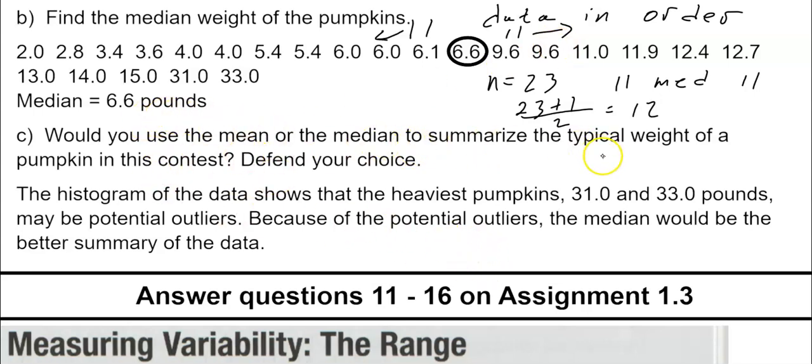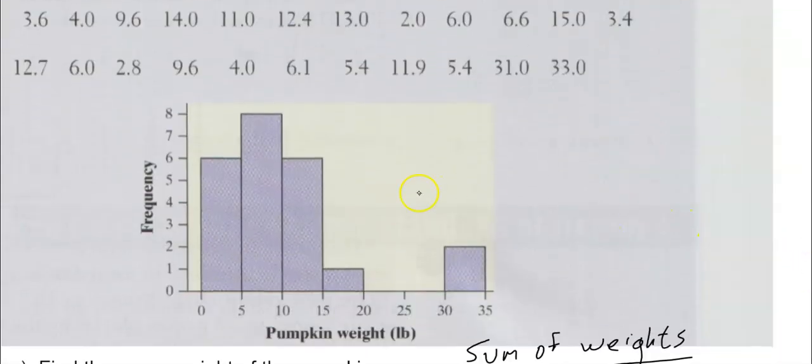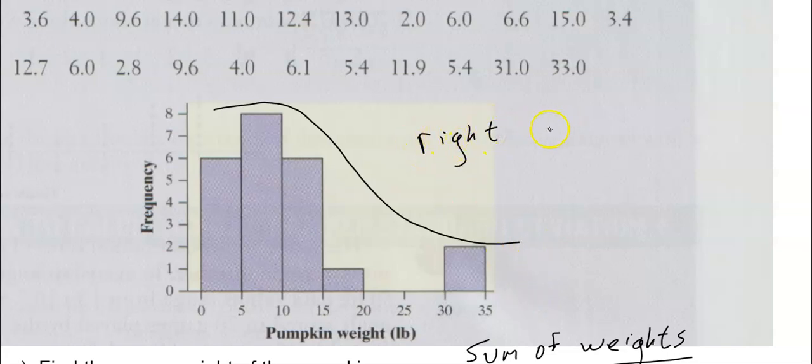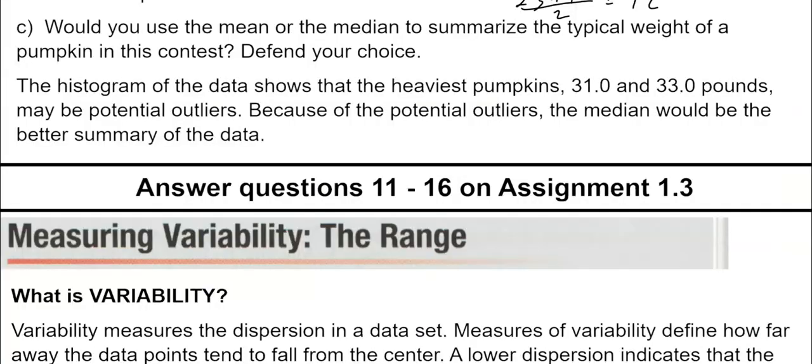Now, would you use the mean or the median to summarize the typical weight of a pumpkin in this contest? Let's defend our choice. If you look back at the histogram, you can see it definitely has a skew. This is right skewed. Whenever you have a skew, use median as your center, because mean is affected by skew. Median is much less affected by skew. Median is resistant to skew, so use the median.